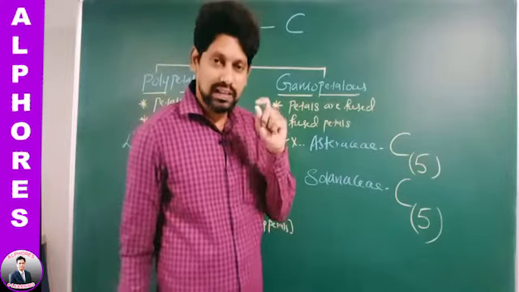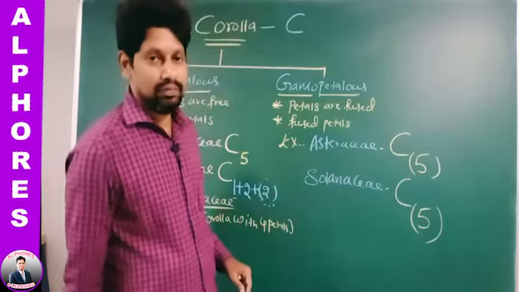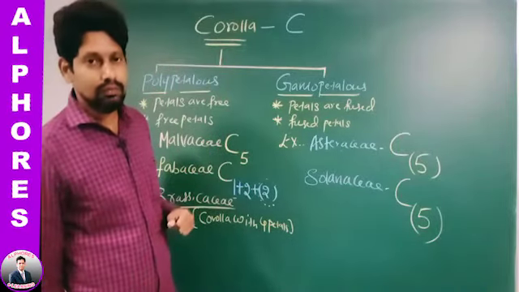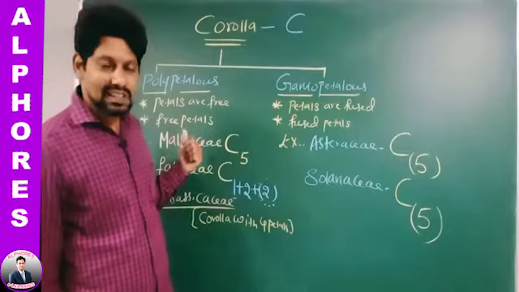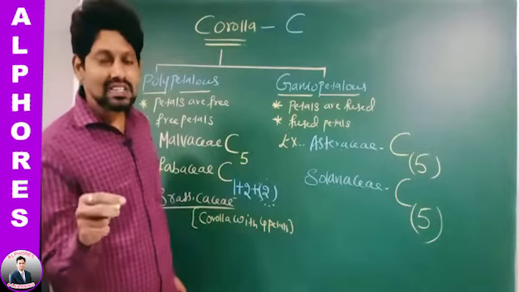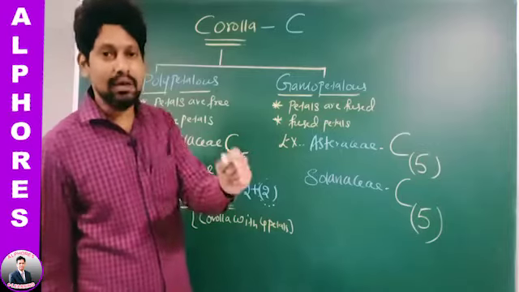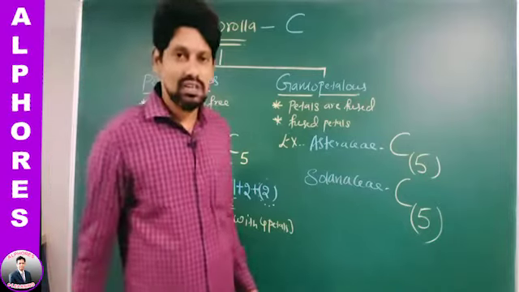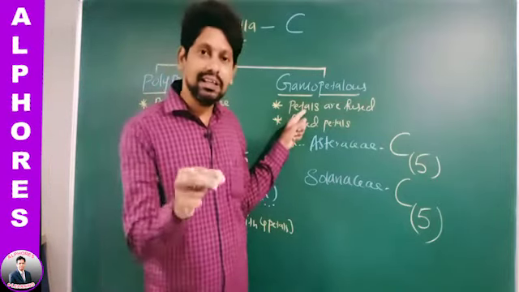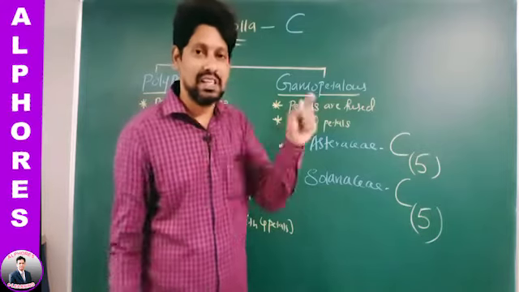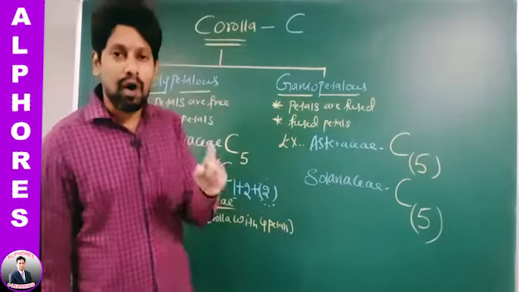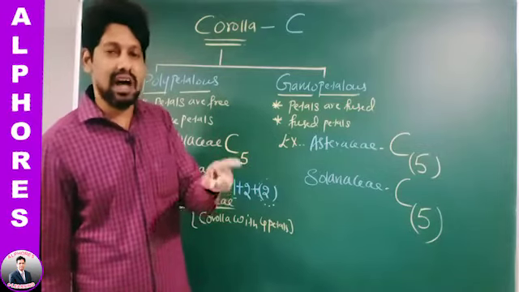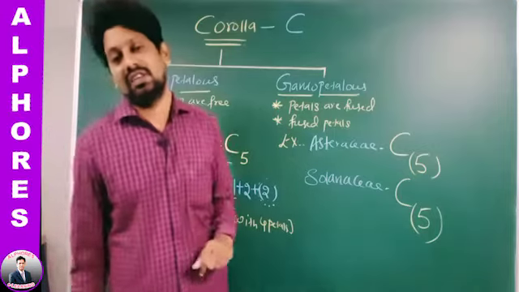Now, this statement is very, very important. Listen carefully. In a dicot, if petals are free, that dicot is placed under a subclass Polypetale. In dicots, if petals are fused, that dicot is placed under a subclass Gamopetale. Therefore, Polypetale is a subclass of dicots. Gamopetale is also a subclass of dicots.